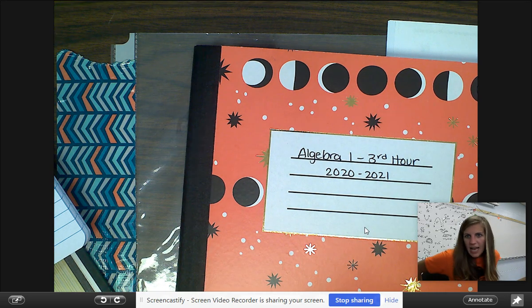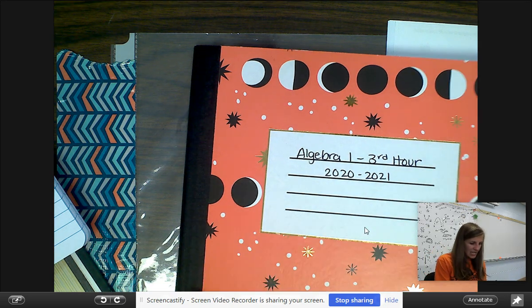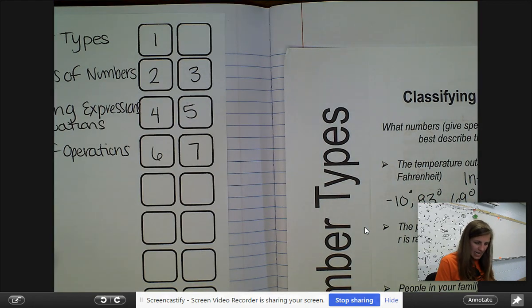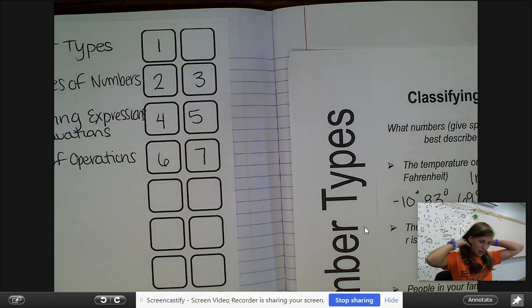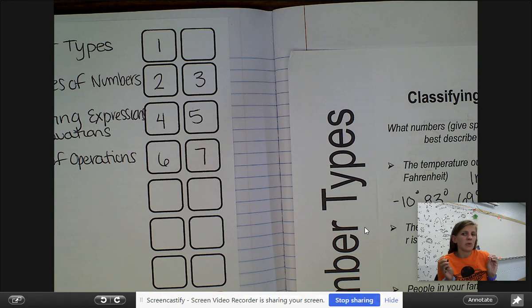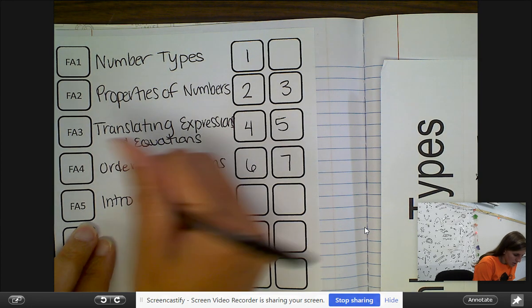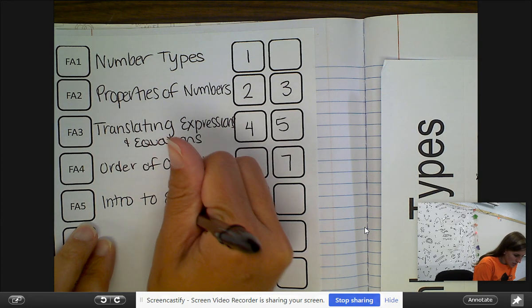Alrighty guys, we are going to add to our notebook yet again. So let's go to our table of contents. And next we are going to talk about equations just a little bit. So we're going to call this Introduction to Equations.